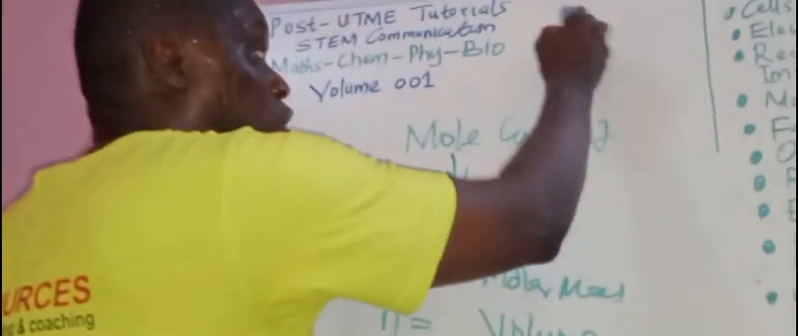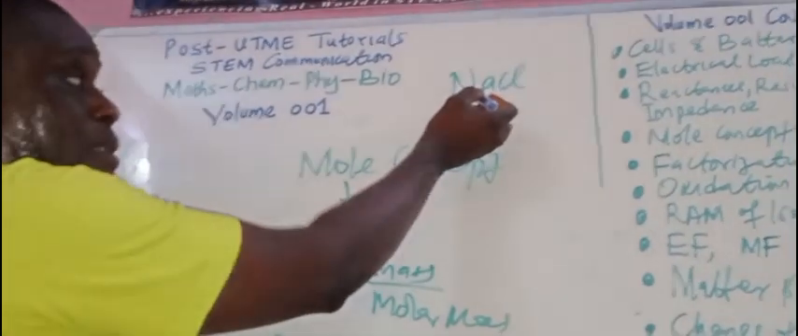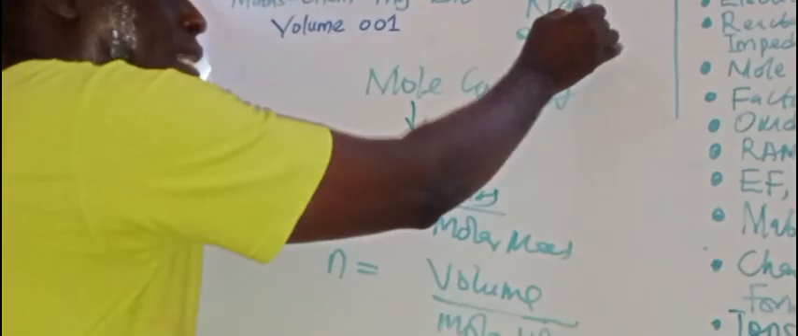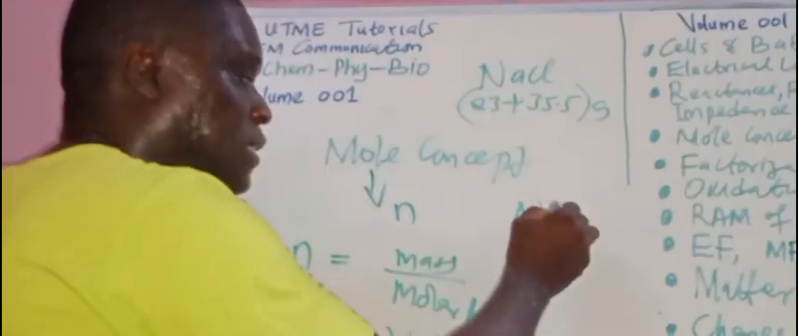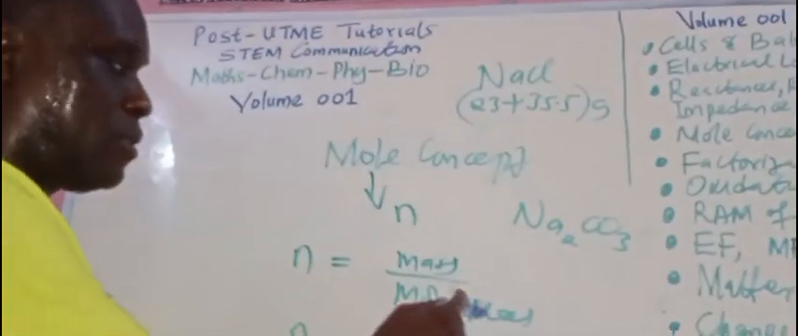For example, sodium chloride. For the molar mass of sodium chloride, you have to look at the mass number for sodium, which is 23, plus the molar mass of chlorine, which is 35.5. You add them together. That will be the molar mass of sodium chloride. For sodium carbonate, I want to calculate the molar mass.